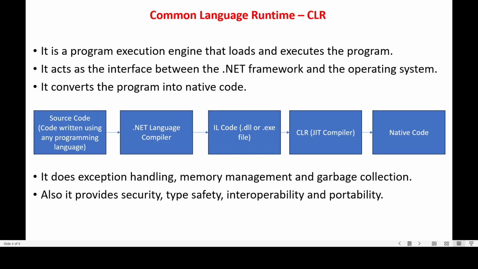This process is done in two steps. In the first step, the .NET language compiler takes the source code and converts it into IL code. IL stands for intermediate language code, or intermediate level code. This intermediate language code is independent of the platform. If we write the program in C#, it will be converted into IL code. If we write the program in F#, it will also be converted into IL code. And this IL code will run on any platform like Windows, Linux, Mac OS.